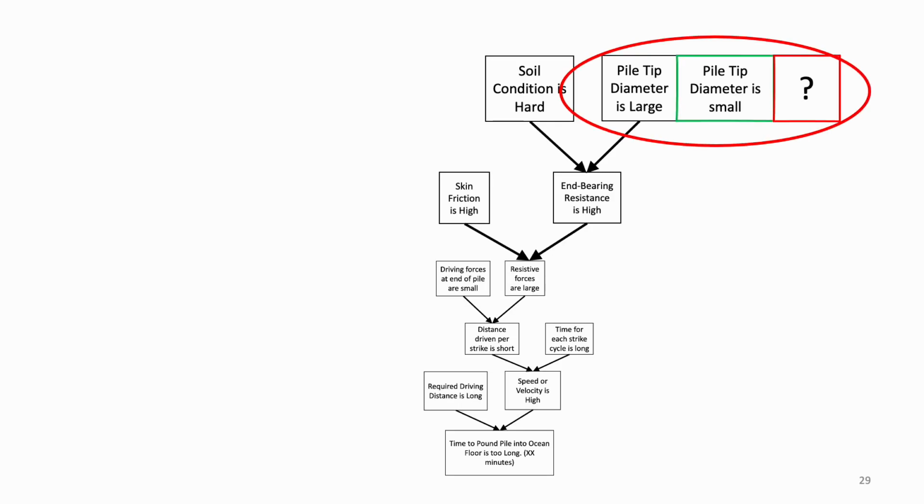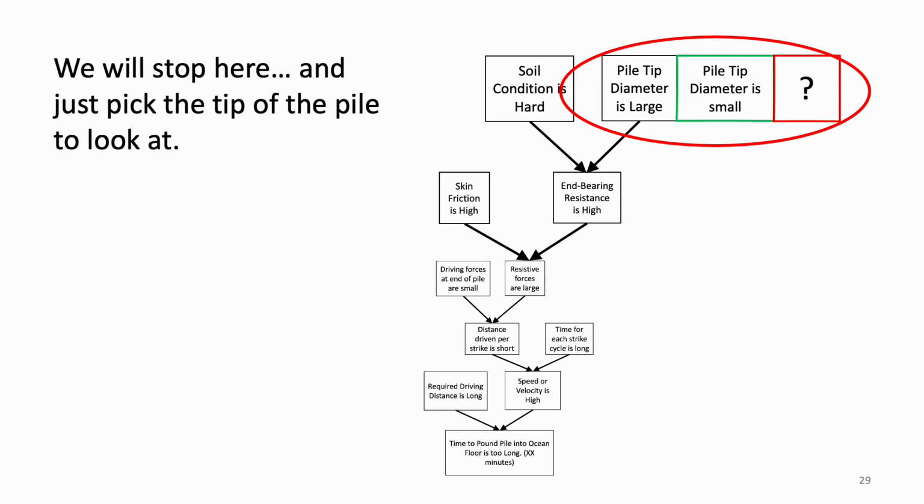Another one would be pile tip diameter is large, pile tip diameter is small. You could also interpret that as a flat bottom pile or a pointed pile. Pile tip diameter is small would help to reduce the resistance. However, the downside again would be that it would possibly go lower.